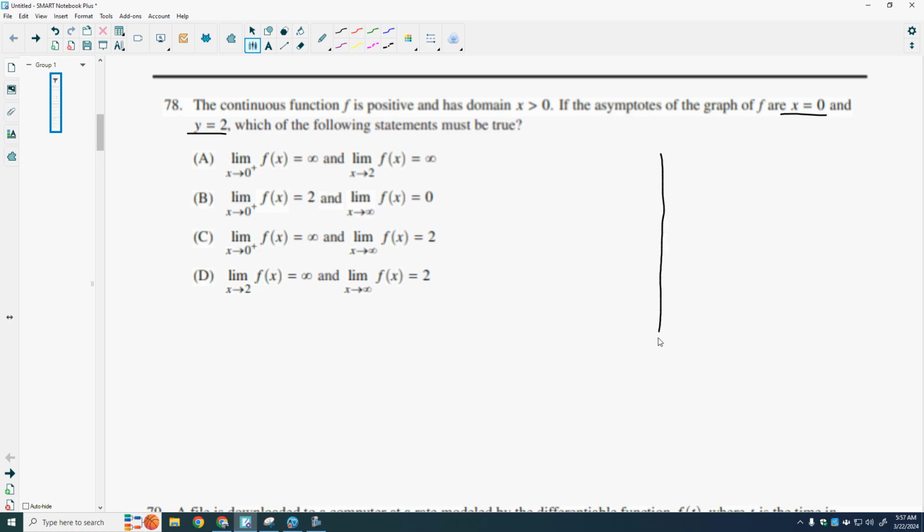So I'm just going to sketch x equals 0. There's one vertical asymptote. My domain is strictly greater than 0, so I'm only looking at this side. And I have an asymptote at y equals 2.